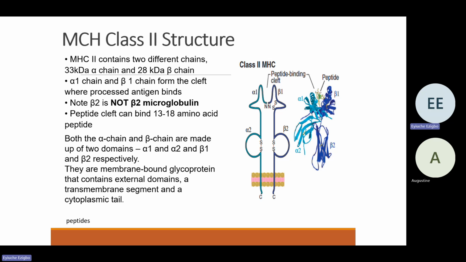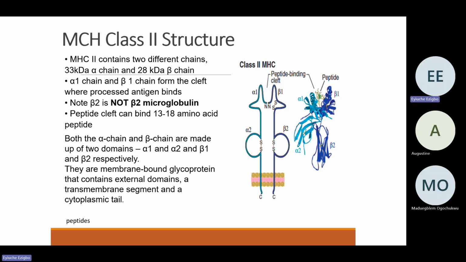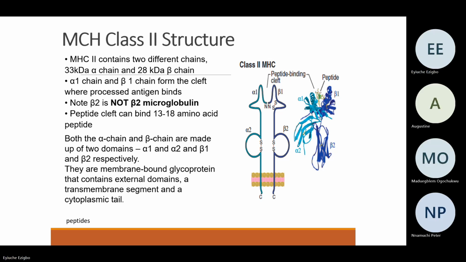It contains two different chains. You can see the chains here. This is one, and this is the second arm of the chain. So it contains two different chains.